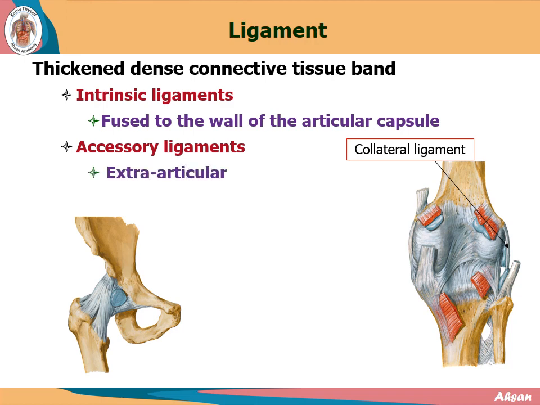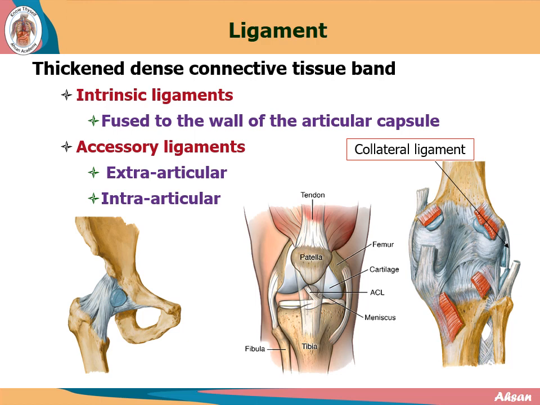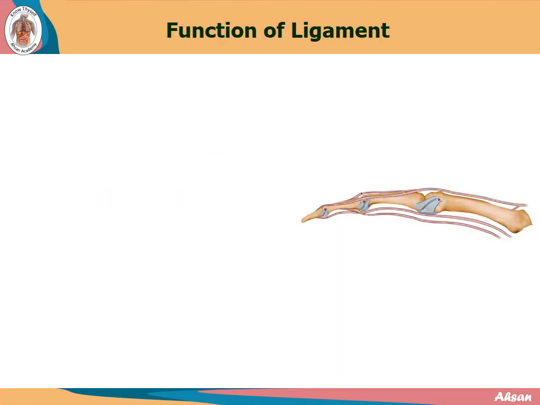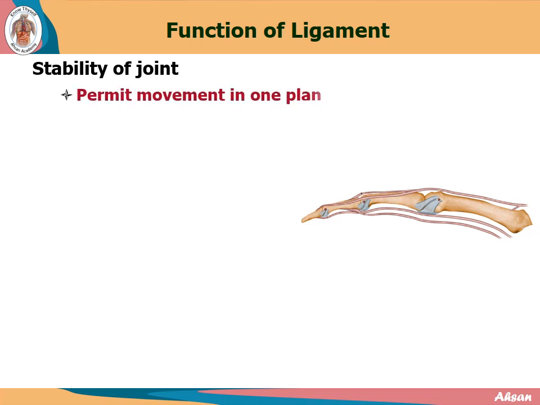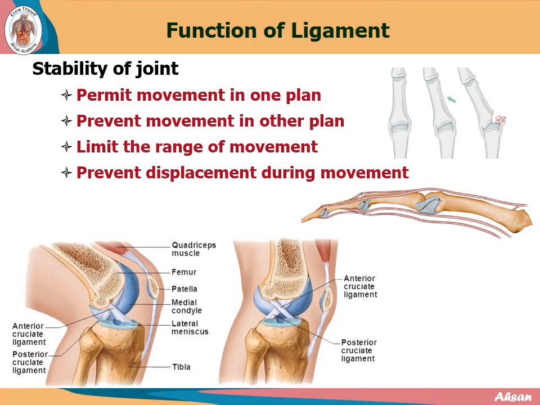This is an extra-articular ligament, and ligaments may also remain within the joint. This is within the knee joint. We will get the ACL, the anterior cruciate ligament. There is another ligament, the posterior cruciate ligament. So these are the intra-articular ligaments. Ligaments actually stabilize the joint. They permit movement in one plane and prevent movement in other planes. They limit the range of movements so that the bones remain together. They prevent displacement of the participating bones during movement.